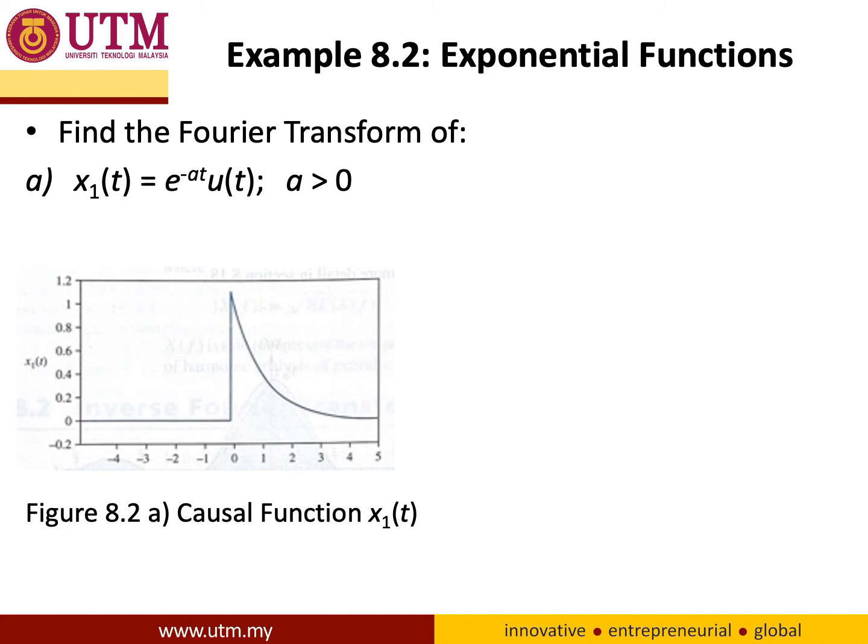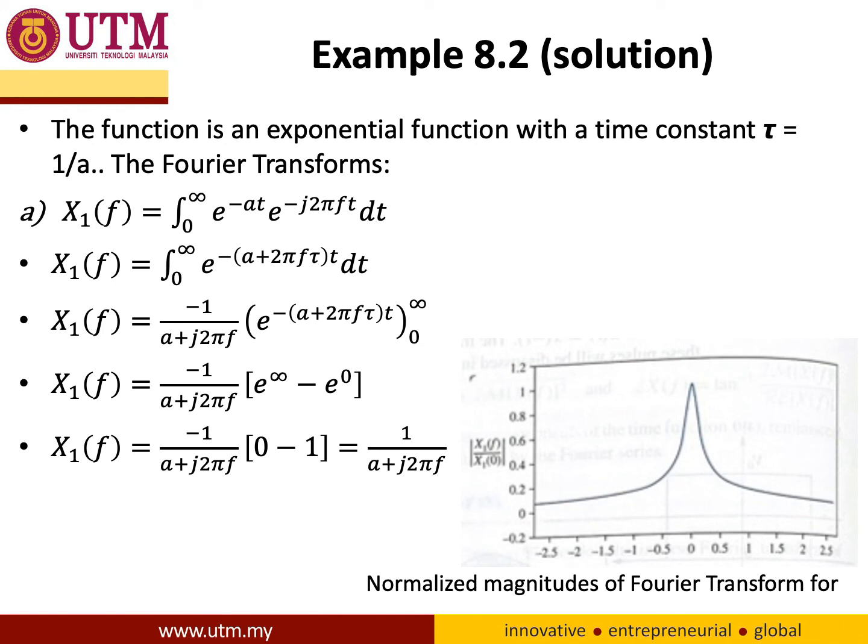Okay, now let us look at the last Fourier transform pair, which is the decay functions. We have two types of decay functions, so let us look at the first one. The question is to find the Fourier transform of this signal or causal function, called x1(t), equal to exponential to the power minus at u(t), where a is bigger than 0. The function is an exponential function with a time constant τ equal to 1 over a. The Fourier transform is shown in the slide, with step-by-step derivations. And finally, we have X1(f) equal to 1 over a plus j2πf.